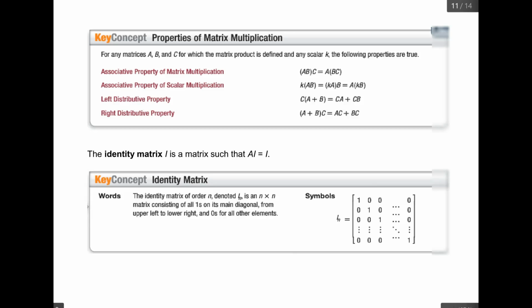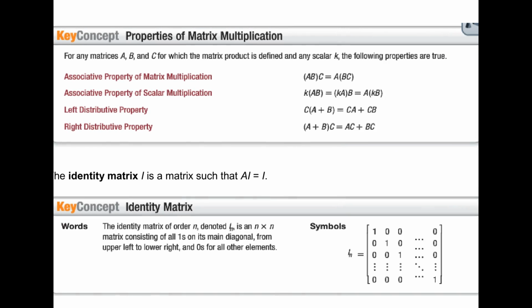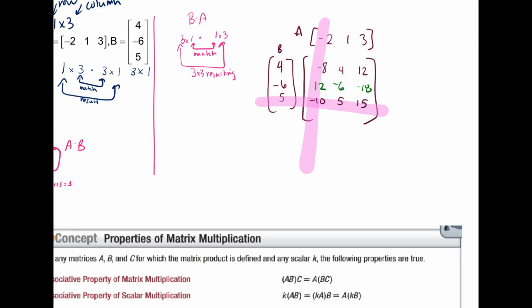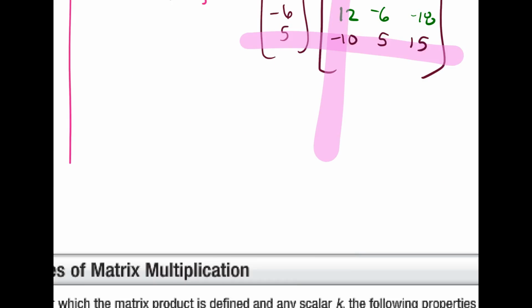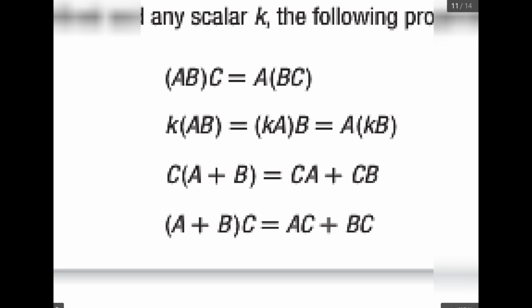Alright, so that's properties of matrix multiplication. For any matrices A, B, and C for which the matrix product is defined, aka I can actually multiply them, order of multiplication is important. The first thing is the associative property of matrix multiplication. If I have matrix A times B and then multiply by C, I could do B times C first and then A. It's the order of the matrices, which one's on the left side and which one's on the right, that matters, but not necessarily the order in which you actually carry out the multiplications.